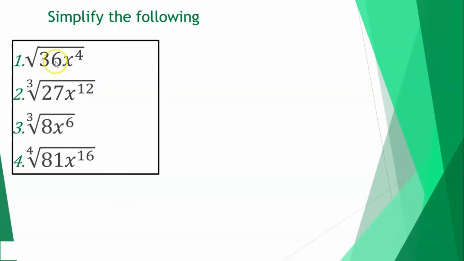Simplify the following. So that's one, the square root of 36 is 6, and 4 divided by 2 here, so the result here is x squared. Next, cube root of 27. 27 is a perfect cube, so in which it is 3, and 12 divided by 3, you will get x to the power 4. That's one, cube root of 8 is still 2, and 6 divided by 3, you will get 2. This one, the fourth root of 81 is 3, and 16 divided by 4, you'll get 4.